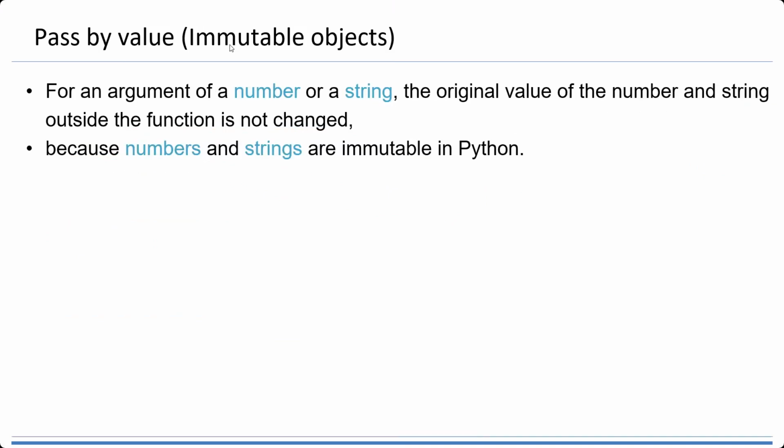So if it is an immutable object, unchangeable, you cannot change it. For an argument of a number or a string, the original value of the number and string outside the function is not changed, because numbers and strings are immutable in Python. Okay, so we will look at examples later.